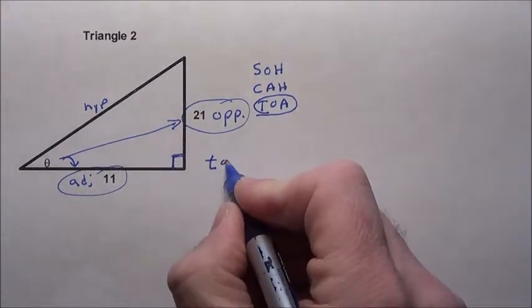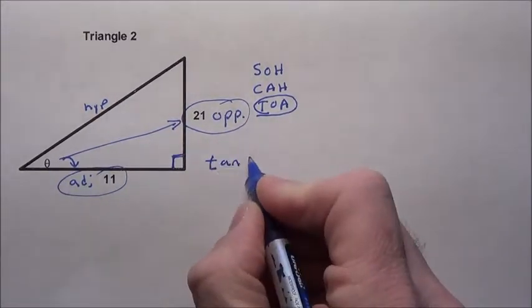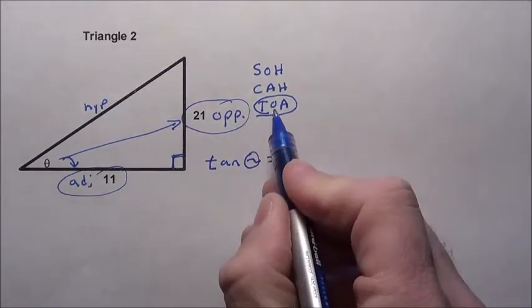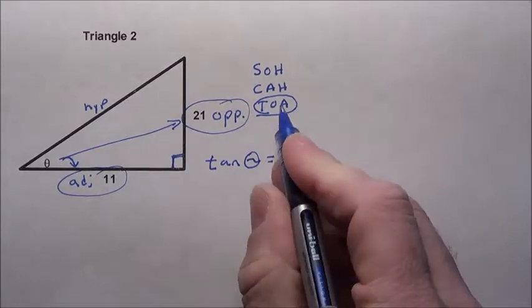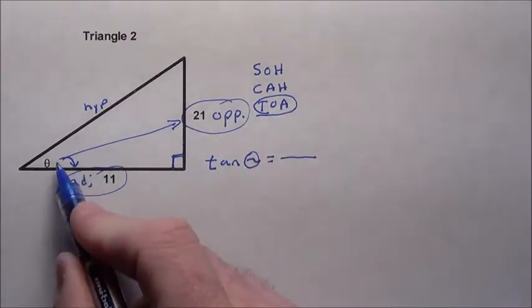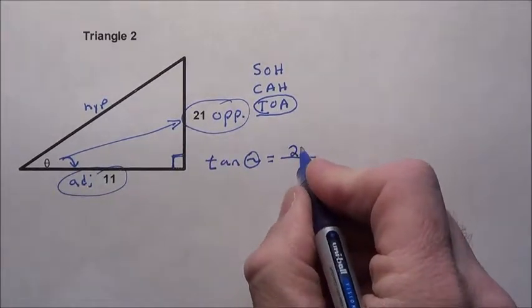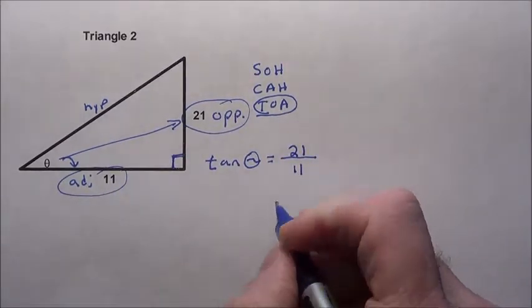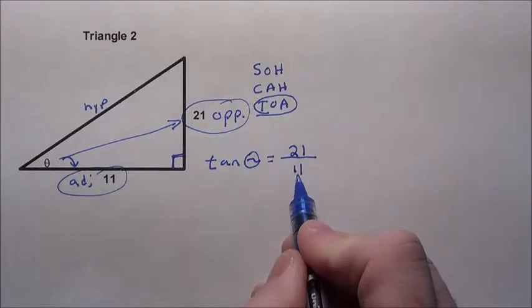So I'm going to have the tangent of the angle. Do I know the angle? No. Tangent of that theta, that's what we're trying to find, is equal to the opposite divided by the adjacent. Opposite has to come first. Who's the opposite? That was the 21. Who's my adjacent? That's the 11. So I have the tangent of theta is equal to 21/11.